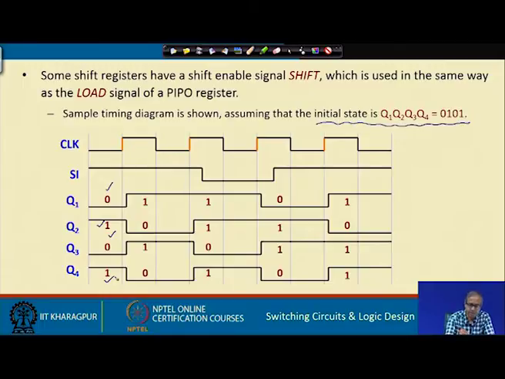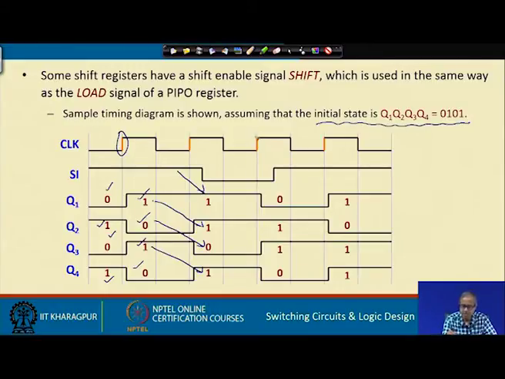Let us see, when the first clock edge comes here, this value of SI was 1, high. So, this 1 will get shifted in, this 1 will come here, this 0 will come here, this 1 will come here, this 0 will come here. Next clock comes, this 1 will come here, the previous value of q 1 will come here, the previous value of this will come here, and the previous value of q 3 will come here.